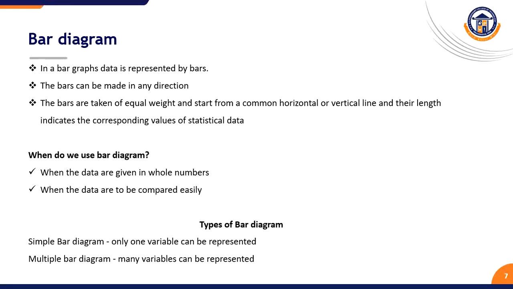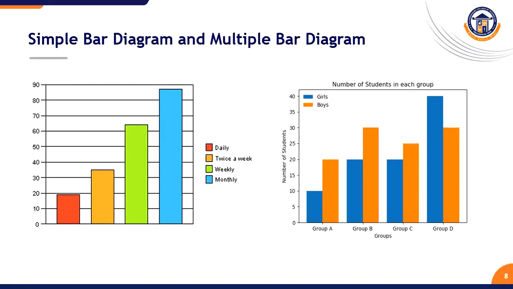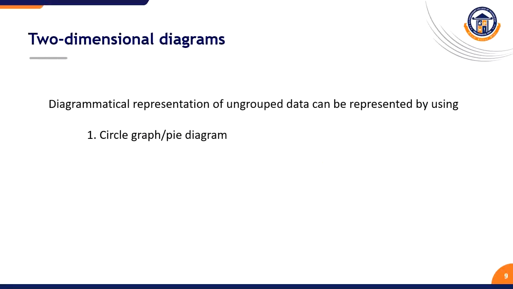Types of bar diagram: it has two types. One is the simple bar diagram, which means only one variable can be represented. The next is the multiple bar diagram, which means many variables can be represented. This is an example comparing a simple bar diagram and a multiple bar diagram.